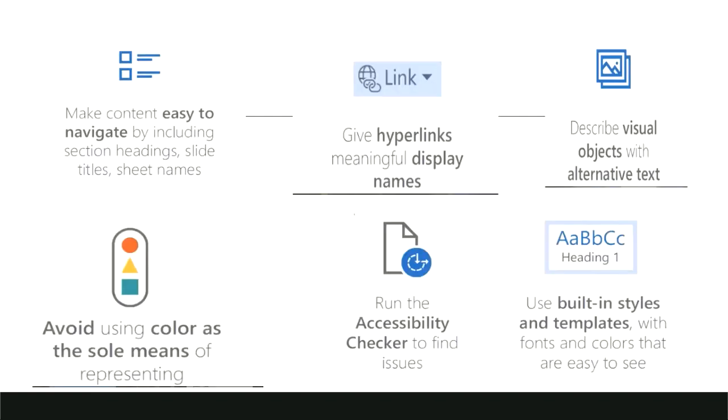things will include all these things: ease to navigate, hyperlink and displaying names, visual objects, avoiding colors as the sole means of presenting, accessibility checker, and built-in styles. So this is basically the 6 things. If you consider these 6 things in your document, normally your document comes out to be quite accessible. And you will see after today's session that it's not hard to do at all.